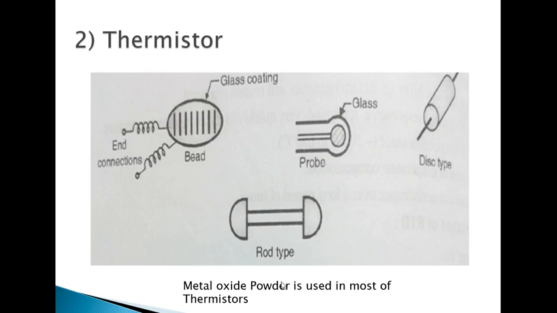So, this semiconductor material is used in powder form, and that is placed inside the structures. Which types of structures are available here? It can be bead type, probe type, disc type, or rod type. The shape can be anything like this, but just check that it has an end connection, so that we can directly connect to the bridge that we have already seen.